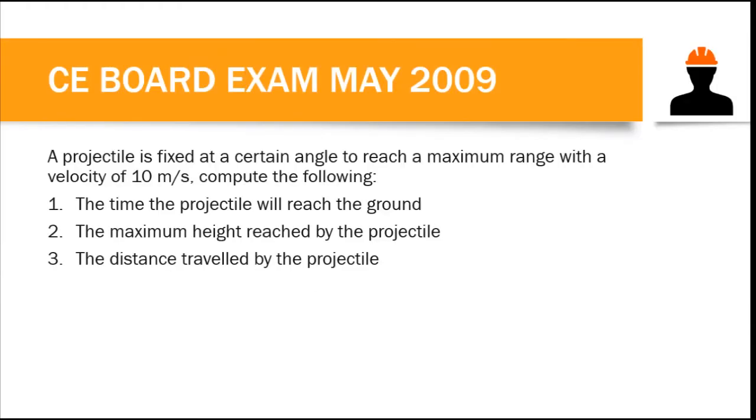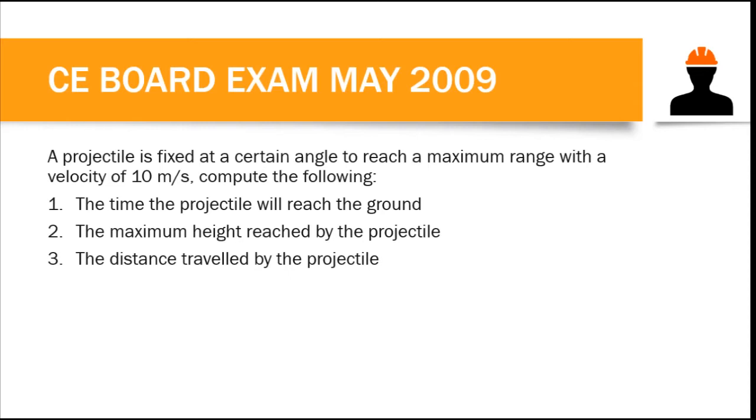Our first problem would be from the Civil Engineering Board exam in May 2009. It says that a projectile is fired at a certain angle to reach a maximum range with a velocity of 10 meters per second. We are asked to compute the following. First, the time the projectile will reach the ground. Second, the maximum height reached by the projectile. And the last question is the distance traveled by the projectile.